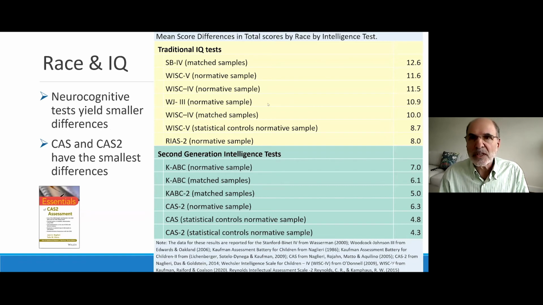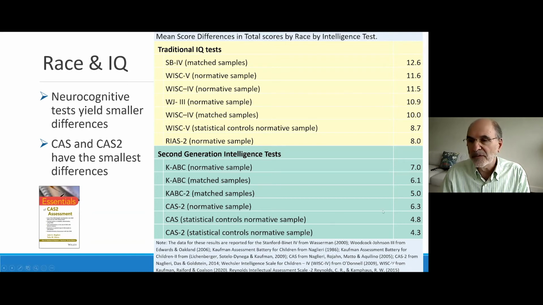Now, looking at tests across black-white comparison, in my Essentials book, I pulled together all the data that's out there. I just put it all here in one place because it's important for us to know what we have. And as you can see, traditional IQ tests range from 8 to 13 points. And the KBC is better. The second study, the matched sample study on the KBC, I did that study. I was the only person to ever actually do a black-white study on the KBC.